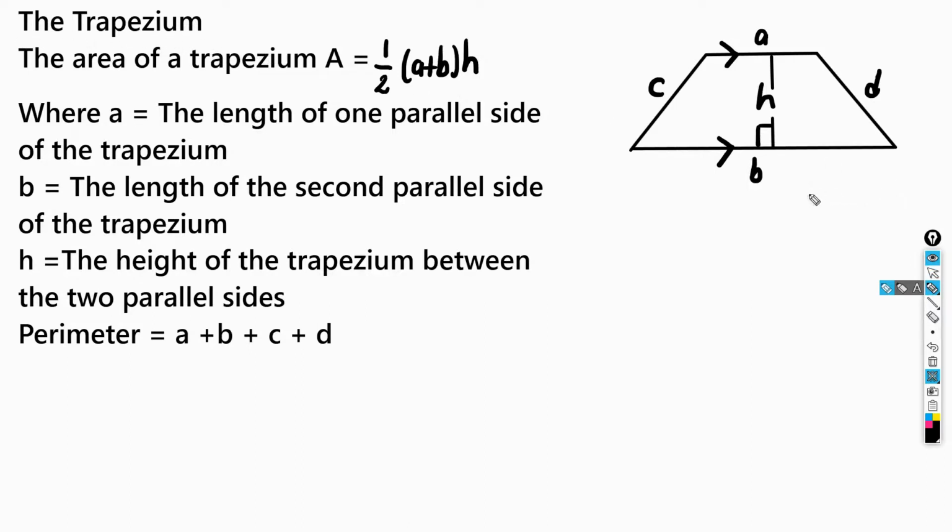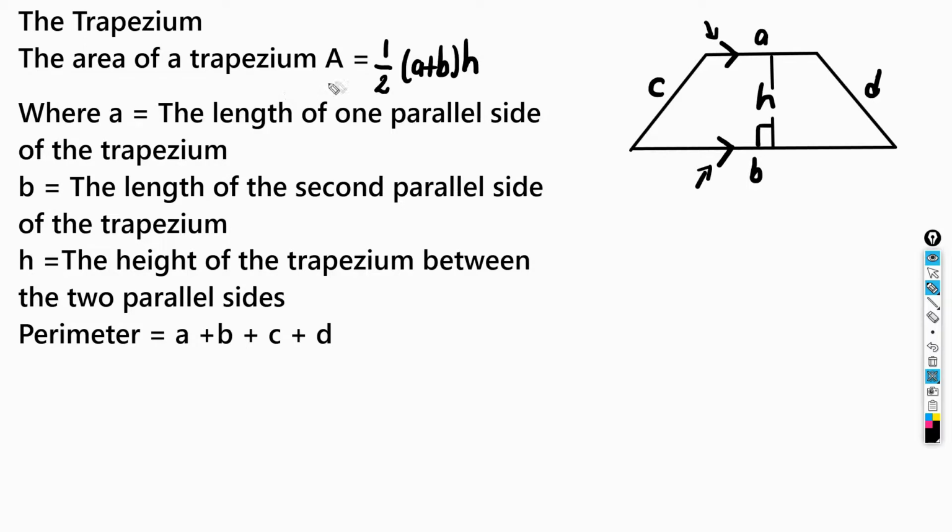Today we're going to be looking at the trapezium. It looks a little different. As you can see, we have two parallel sides here, A and B, and these two parallel sides are connected to these two other sides, C and D. So it has a very unusual look, but you'll get used to it. This is one of the polygons that we need to know for CXC.